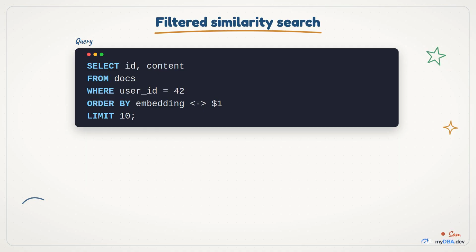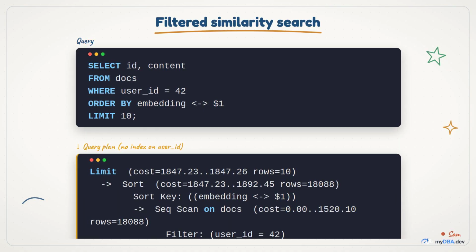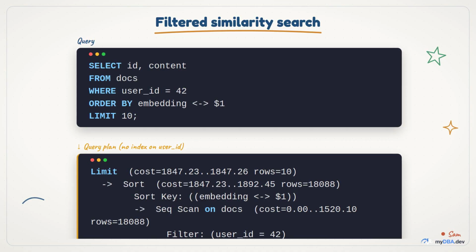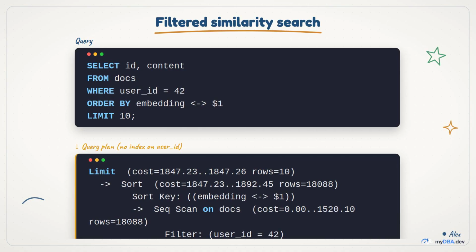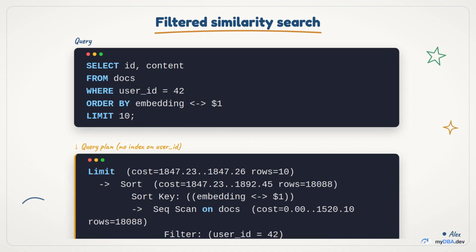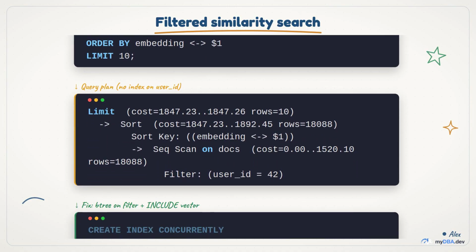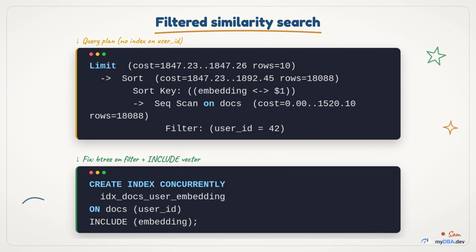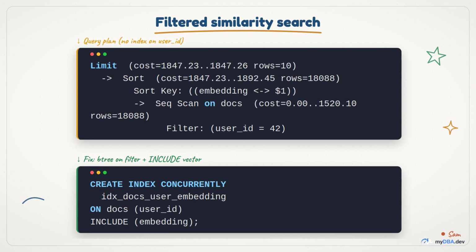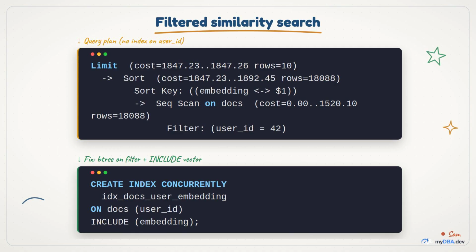Wait, if the planner decides to scan the filter first, your vector index never even gets touched. Explain shows exactly that happening. Yep. You fix it with a B-tree index on the filter column and include the embedding, or you use a CTE to force the vector index scan first. This is where pgvector's query planning can really hurt you. So you're reading query plans and rewriting SQL. Not quite as automatic as a dedicated vector database's filtered search.